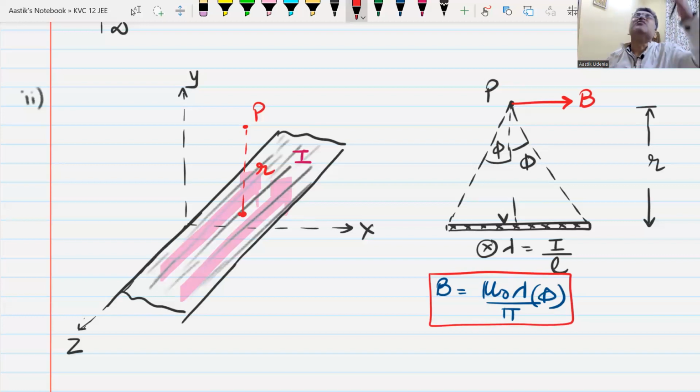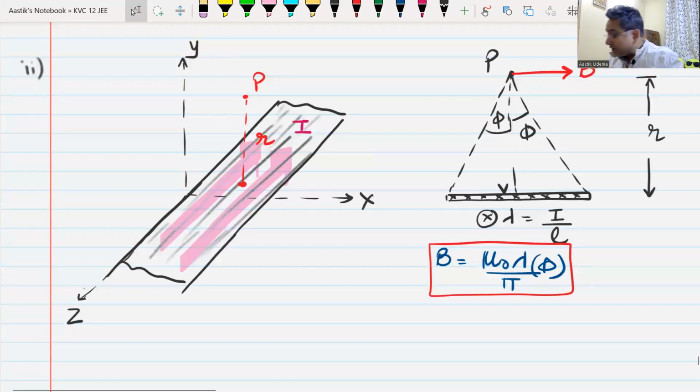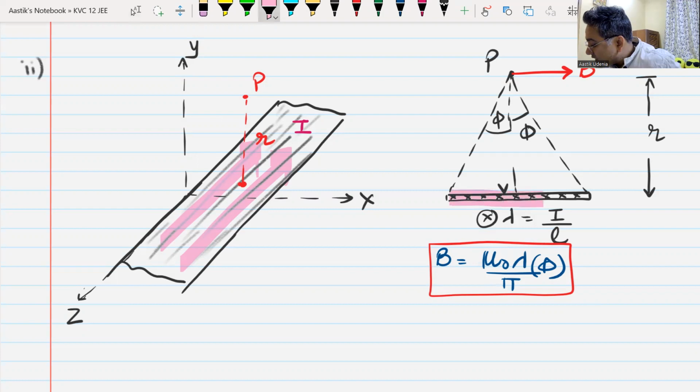Open your eyes and see: I by L, current per unit length. How much current comes in a unit length in this diagram? If this total thing carries current I and the total length is L, then I by L is lambda. You understand this? Shall we move ahead in life? Life has to move on.